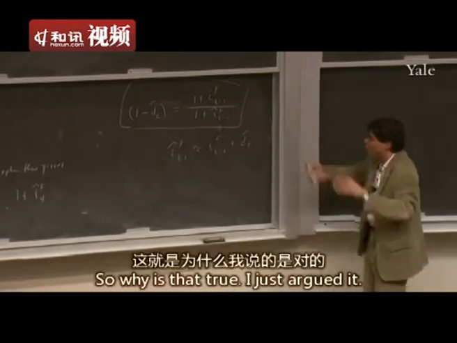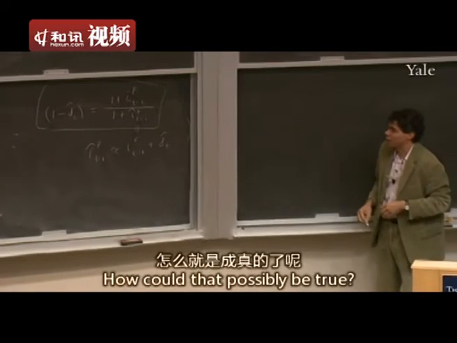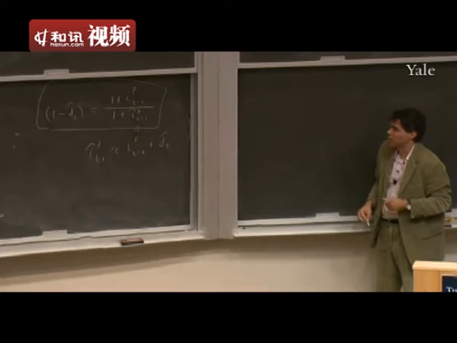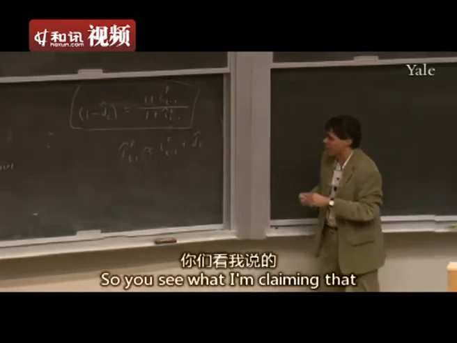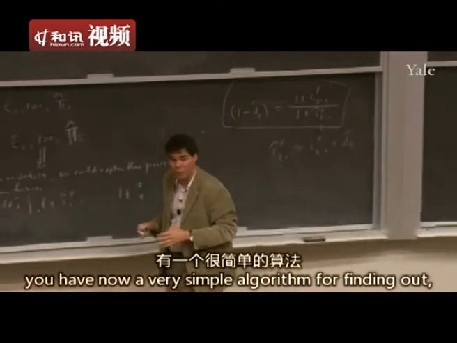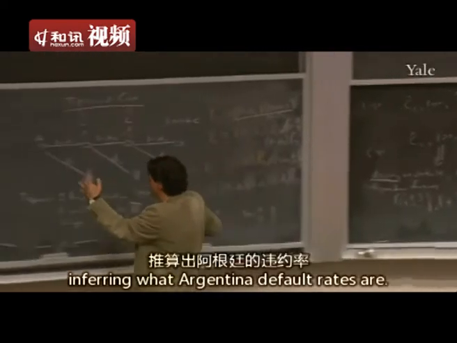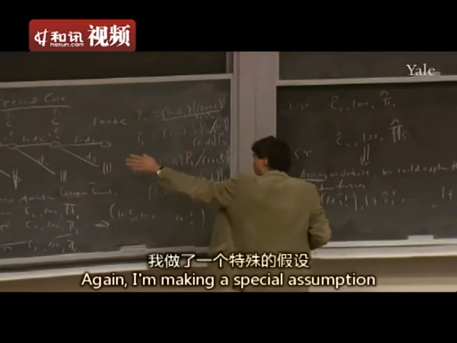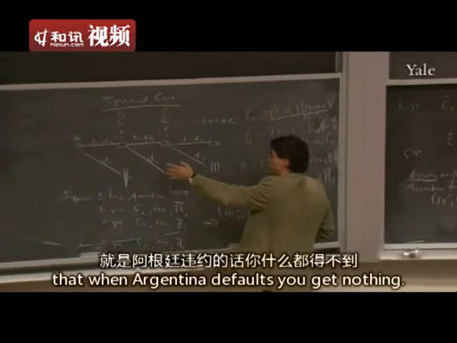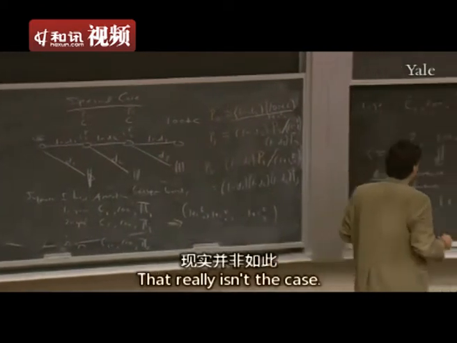Okay? All right, so why is that true? I just argued it. How could that possibly be true? Okay, so you see what I'm claiming? That you have now a very simple algorithm for inferring what Argentina default rates are. I'm making a special assumption that when Argentina defaults, you get nothing. That really isn't the case.